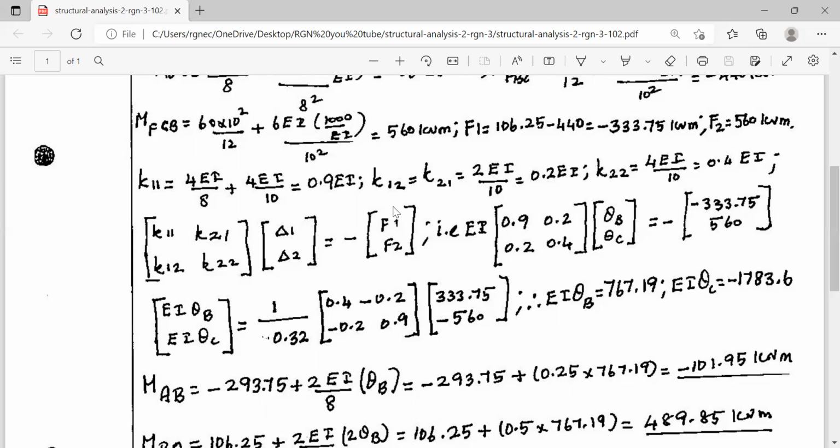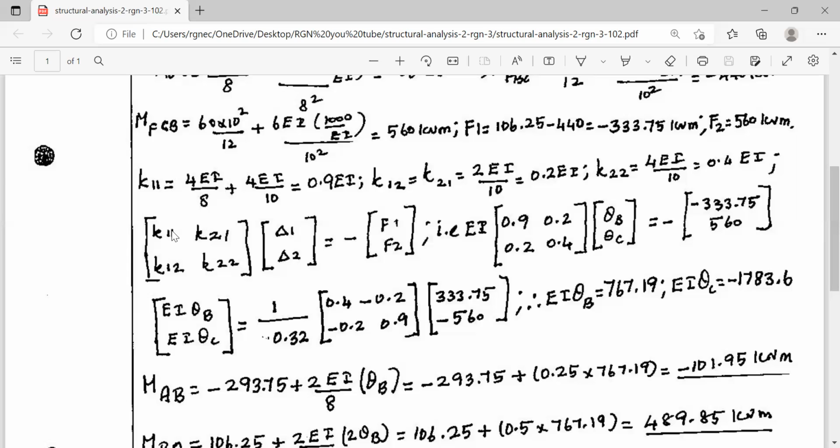This should be equal to the unbalanced movement. This is the basic equation. Now I will explain the stiffness coefficients. K11. What does it mean? K11 means the moment caused at point 1 due to rotation applied at 1.